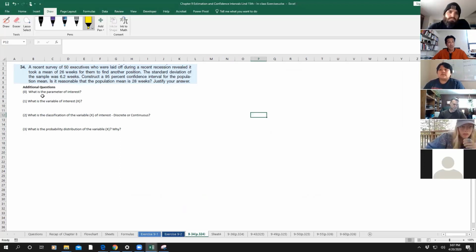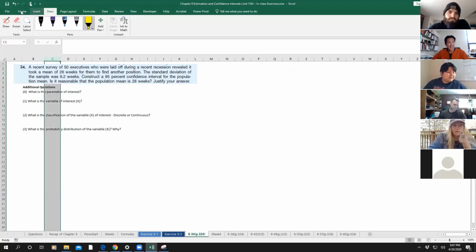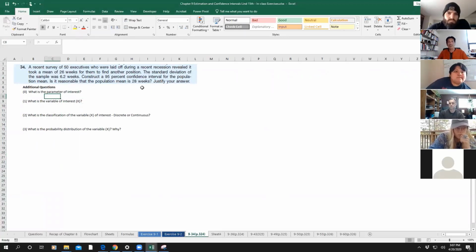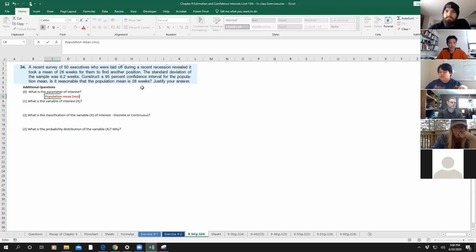But just like before, we'll go back to trying to answer this basic question, starting with what is the parameter of interest, meaning what is the population parameter that is being estimated. What is it that we want to estimate? Is it population mean? Is it population proportion? Is it population standard deviation, or is it population variance? Population mean. Okay, good. Or mu.